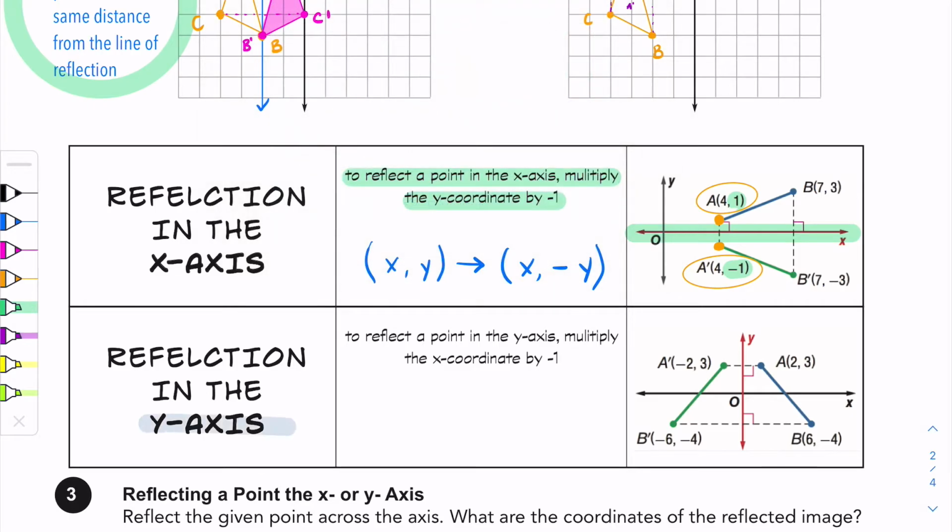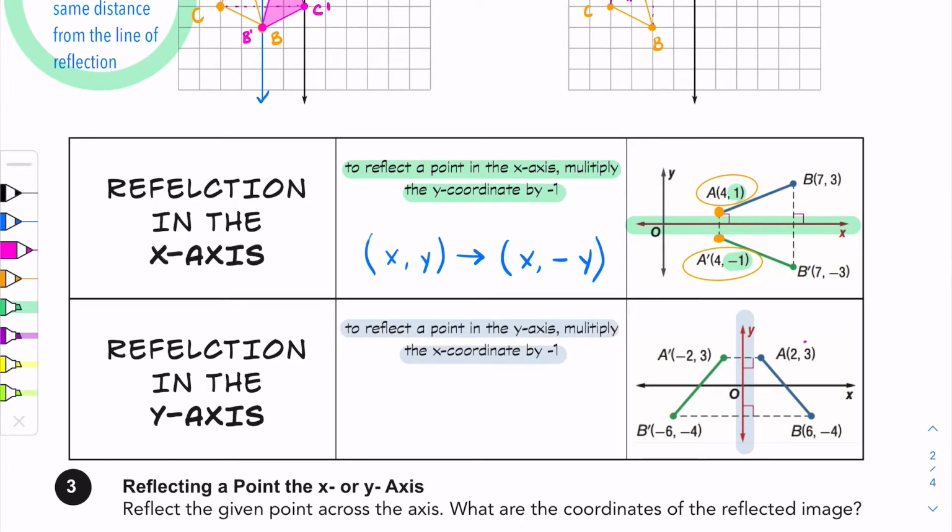A reflection in the y-axis. To reflect a point in the y-axis, you multiply the x-coordinate by -1. If we take a look at our model over here, we're reflecting across the y-axis, which I just highlighted in blue. We are looking at point A, which is at 2, 3, compared to A prime, which is at -2, 3. The only difference is that our x value became negative. So to write out a rule for this, we would write x, y maps onto -x, y.